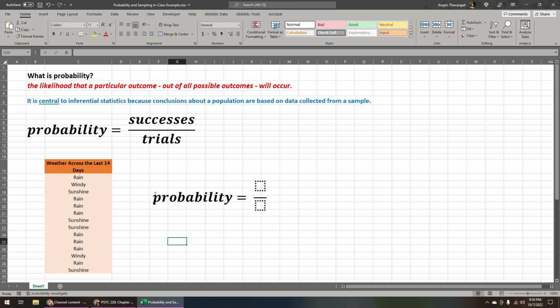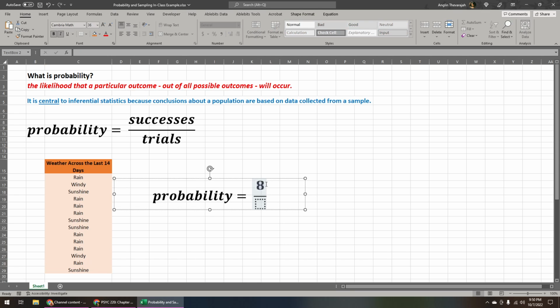So first we're going to find the number of successes. This would be equal to how many times rain actually showed up across the 14 days. So we have 1, 2, 3, 4, 5, 6, 7, 8 days of rain. So it's going to be 8 on the top here. Then the bottom is going to be the total number of trials. We have 14 days here, so I'm just going to put 14.